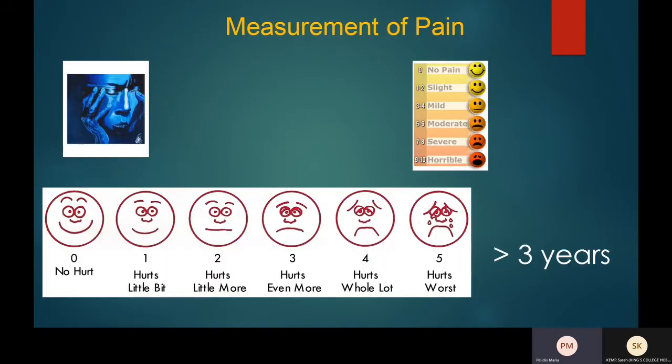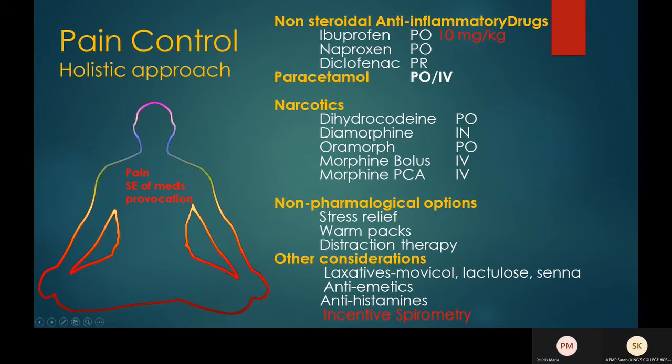Now, how do we measure pain? Sometimes we can just look at the patient and be completely aware that they have an enormous amount of pain. In children over 3 years, we're able to use the FACES scale, and they're able to point out where they feel their pain is. And as people become older, we use the number scale, where 0 is no pain and 9 to 10 is the worst pain they ever would have.